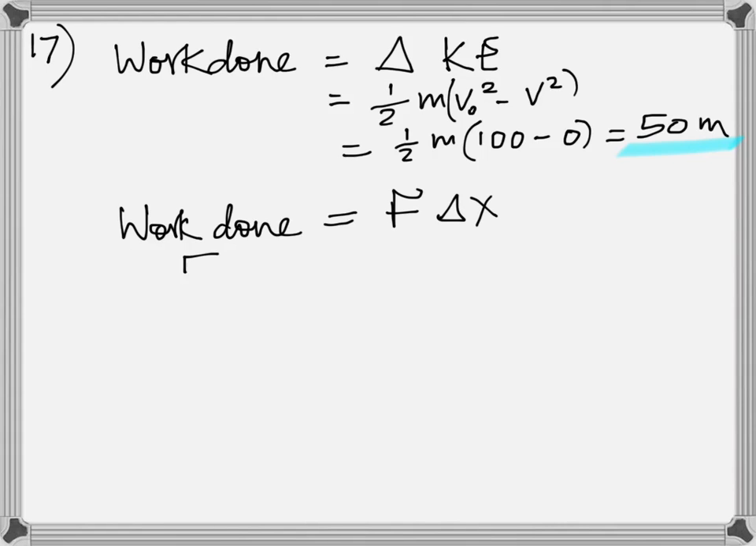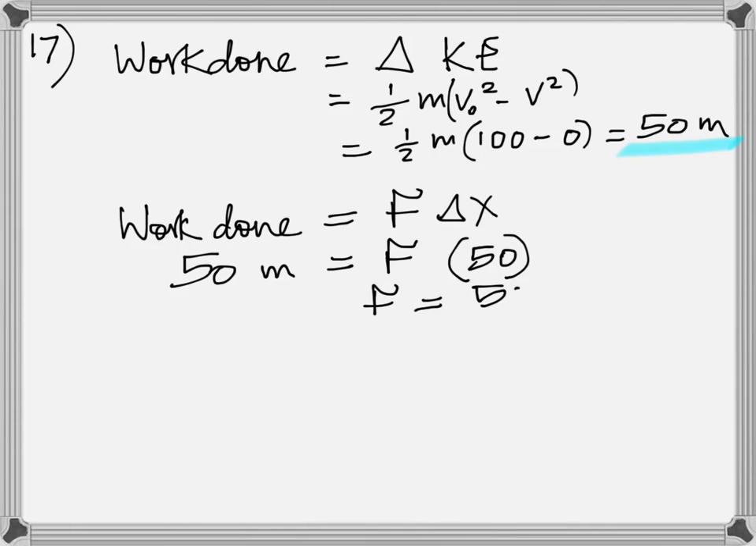But work done is also given by force times displacement. So 50 times mass is frictional force times displacement, which is 50 meters. So the force is 50 times the mass divided by 50. That will be the mass. Isn't it? What next? What are you asked to find?